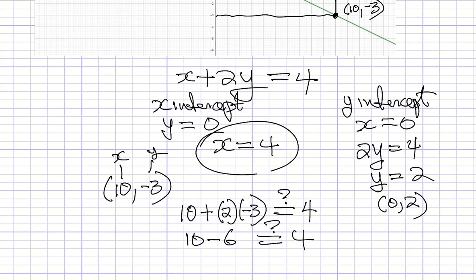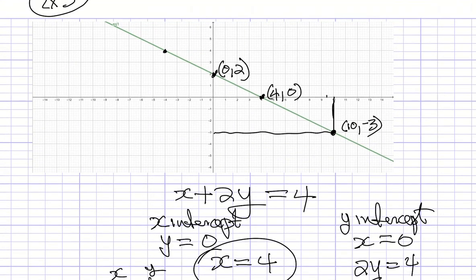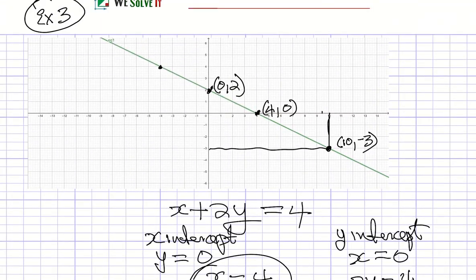Simplify the left side. What do you get? You get 4. Obviously, 4 is equal to 4. So this is true. So any point you choose on that line, when you substitute that point in the equation, it will be true. It must be true. It cannot be false. If you want, we can choose another one.